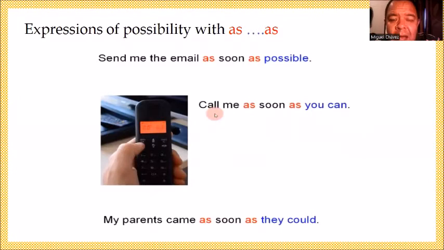Another use that we have with as is to talk about possibility. And then we are going to have an expression like this in these examples, as soon as. Send me the email as soon as possible. When you have the possibility to send me the email, you can do it. Call me as soon as you can. My parents came as soon as they could. We are expressing possibility in these examples.